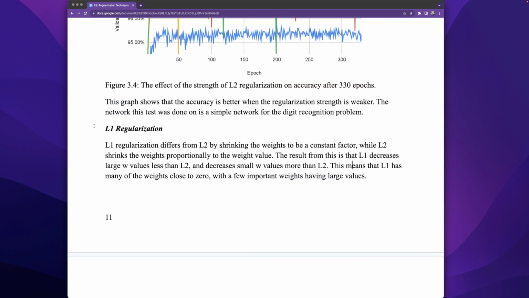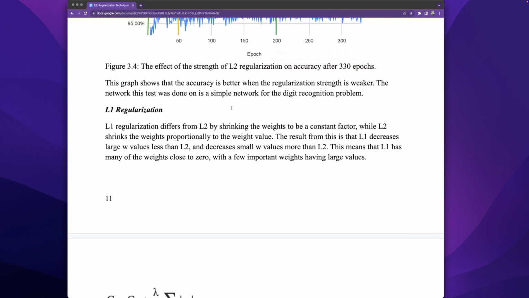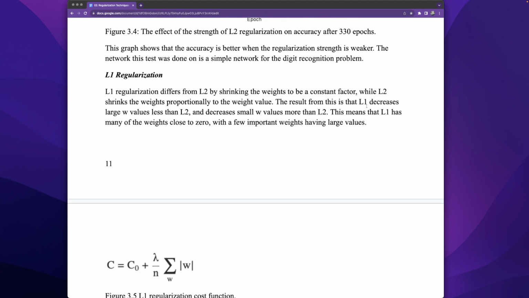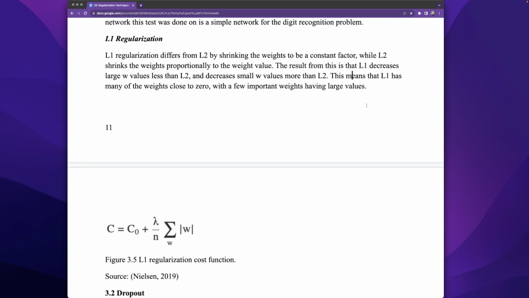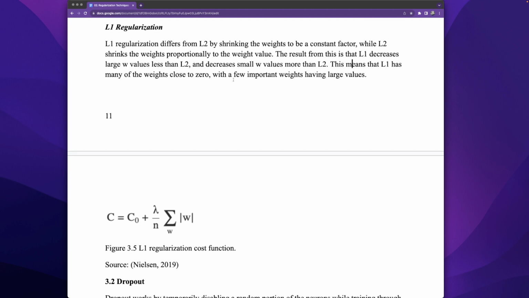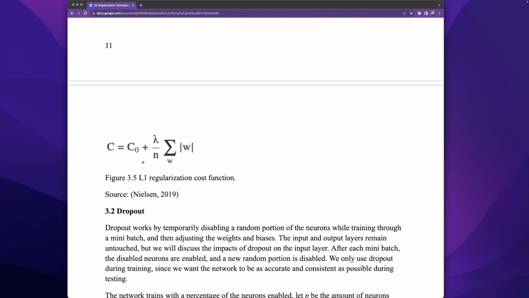And L1 regularization is different because it shrinks the weights at a constant factor, while L2 shrinks the weights proportionally to the weight value. So this results in L1 decreasing large values less than L2 and decreasing small values more than L2. So L1 has many weights close to 0, with a few important weights having large values. And this is an image of L1 regularization. So that's pretty much it.